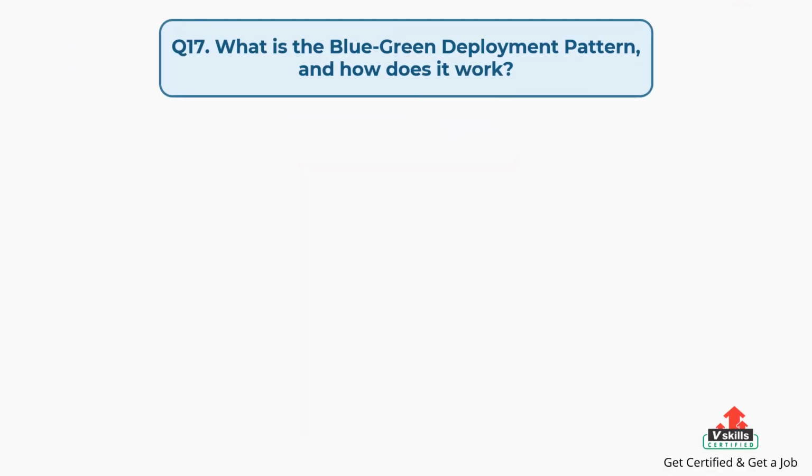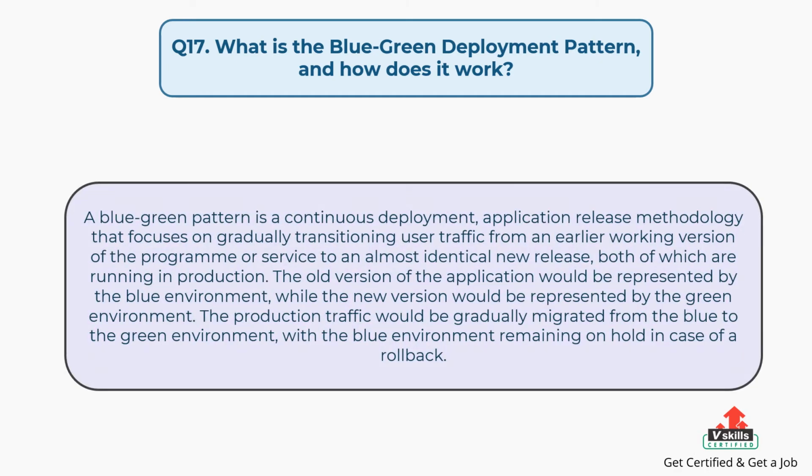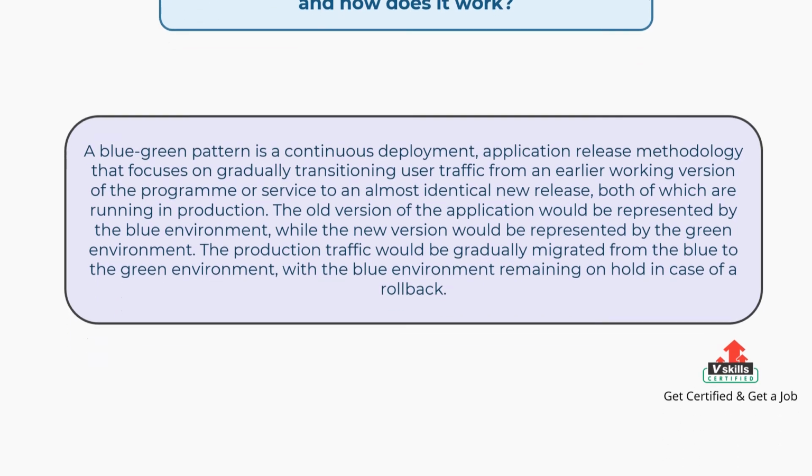Question number 17. What is the blue-green deployment pattern, and how does it work? The answer is: A blue-green pattern is a continuous deployment, application release methodology that focuses on gradually transitioning user traffic from an earlier working version of the program or service to an almost identical new release, both of which are running in production. The old version of the application would be represented by the blue environment, while the new version would be represented by the green environment. The production traffic would be gradually migrated from the blue to the green environment, with the blue environment remaining on hold in case of a rollback.